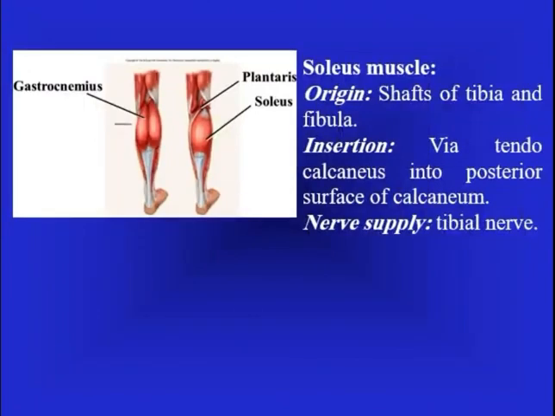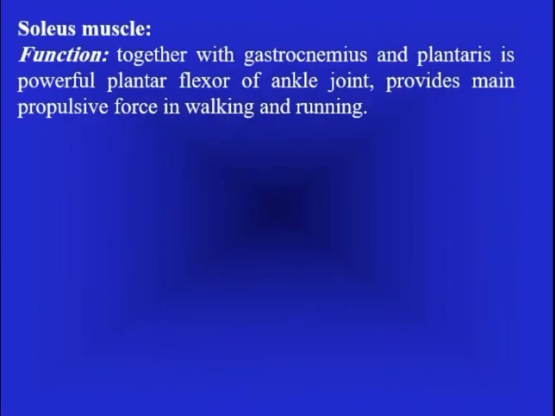The soleus muscle arises from the shaft of the tibia and fibula and is inserted via the tendo calcaneus into the posterior surface of the calcaneum, supplied by the tibial nerve. The main function, together with the gastrocnemius and the plantaris, is to act as powerful plantar flexors of the ankle joint, providing the main propulsive force in walking and running.